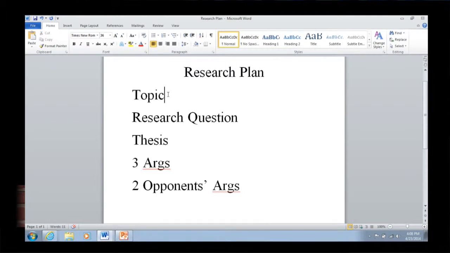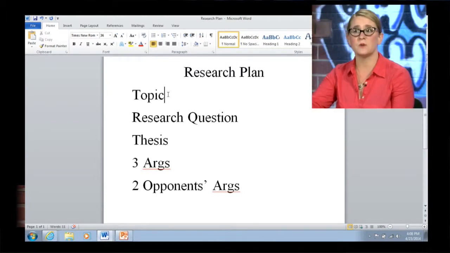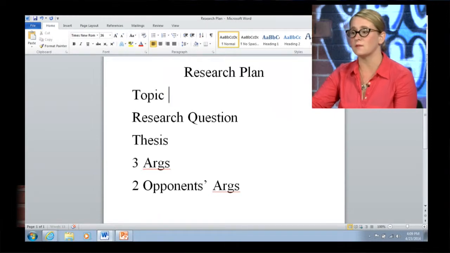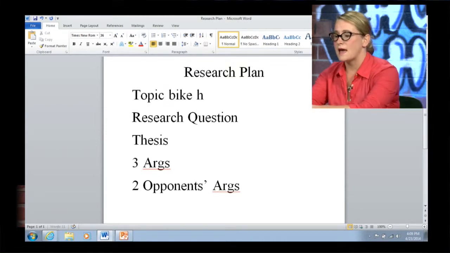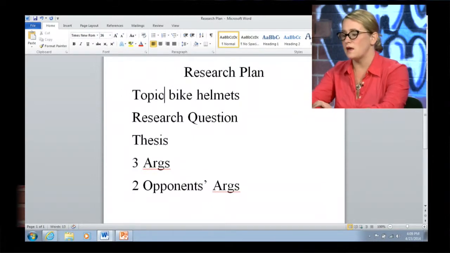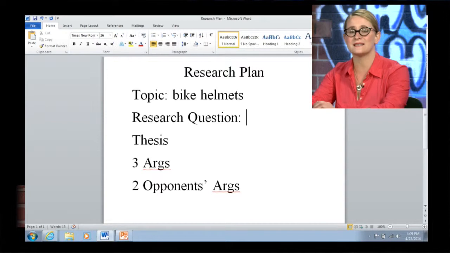So use this as your graphic organizer. You start with a topic, something simple. If you're doing persuasion, you're going to be trying to persuade or influence somebody to do something or think something. So let's think about the idea of bicycle helmets, okay? So that's the topic there, bike helmets. And when you think about a research question, you might be unfamiliar with what that is, but basically it's just the essential question that you're asking yourself as you research.